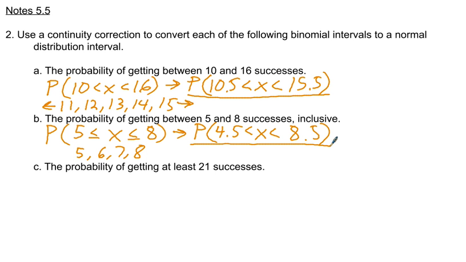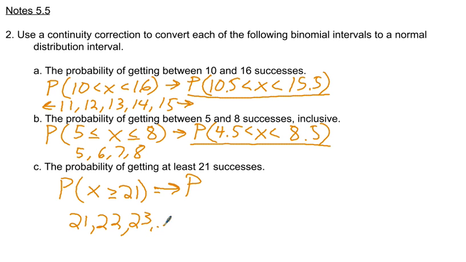Finally, in part C, we want the probability of getting at least 21 successes. So the probability that x is greater than or equal to 21. For our continuity correction, we want 21, 22, 23, and so on. To ensure that we include all of the probability of 21 successes, I need to subtract 0.5 from 21, so I'll be looking at the probability that x is greater than 20.5.